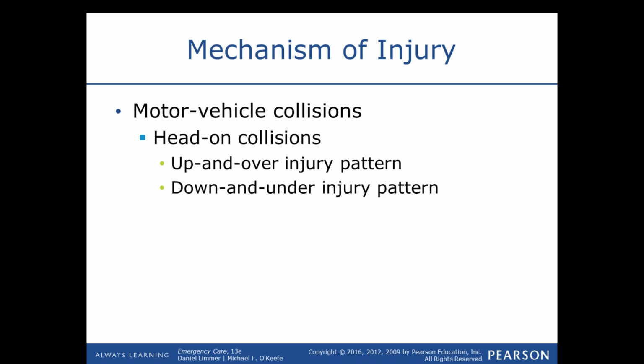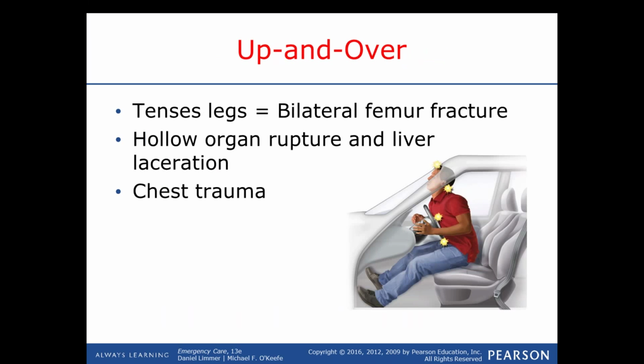Motor vehicle collisions have a couple of different injury patterns that are consistent with different types of collisions. We're going to talk about the up and over injury pattern as well as the down and under injury pattern. Up and over, again, is a frontal end collision. When non-restrained, these patients a lot of the time impact the steering wheel, which can cause a couple of these areas to be impacted.